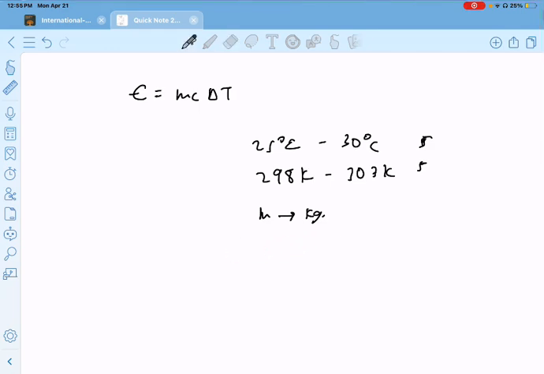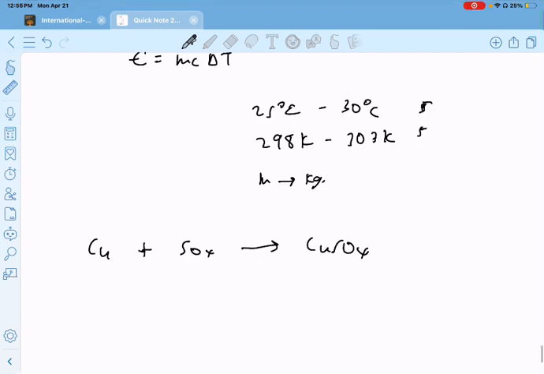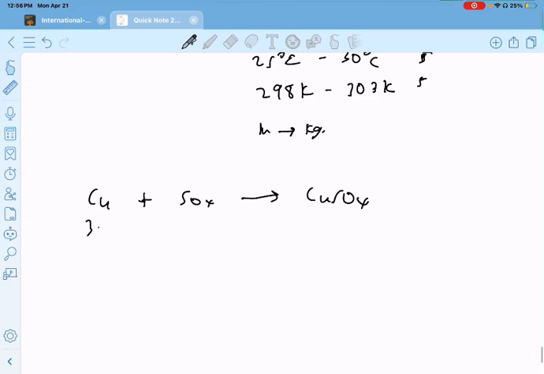Now, this is just O-level stuff, but the difference here is they will give you a reaction, okay? Copper reacting with copper sulfate, okay? You form copper sulfate, okay? They tell you 3 grams of copper has been used. Find the enthalpy change, find the specific enthalpy change of this reaction, okay?